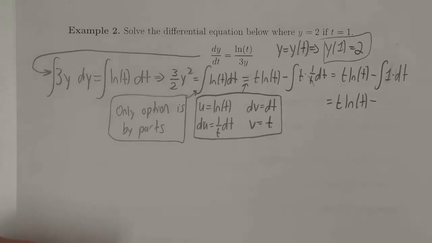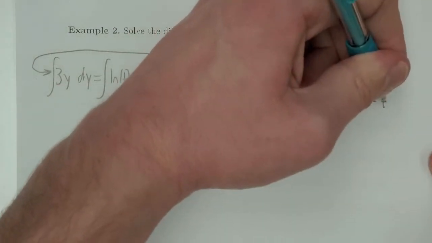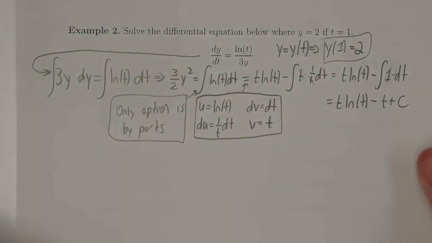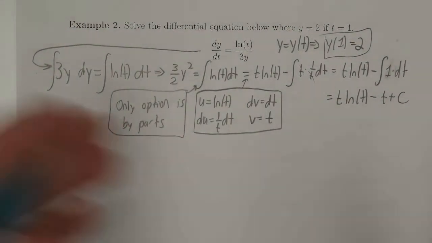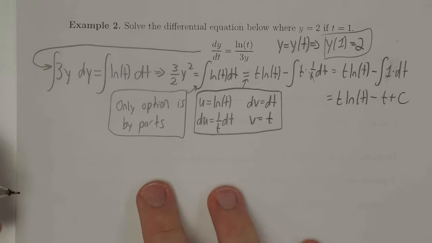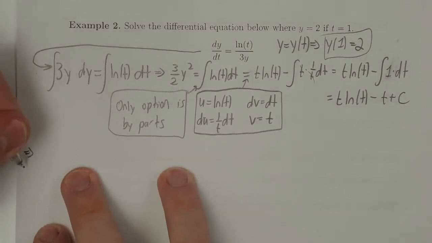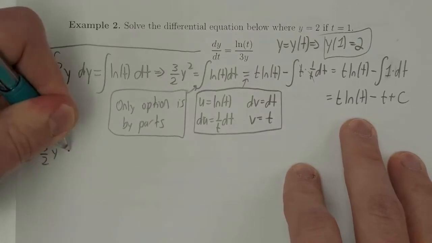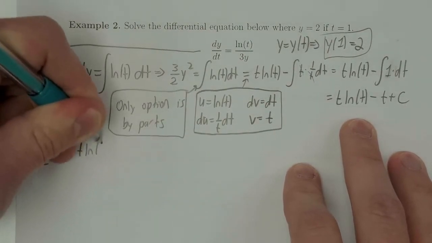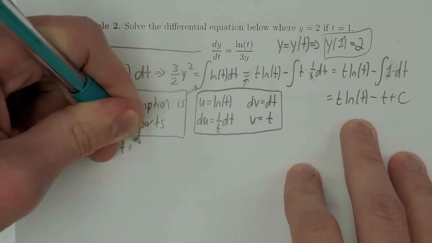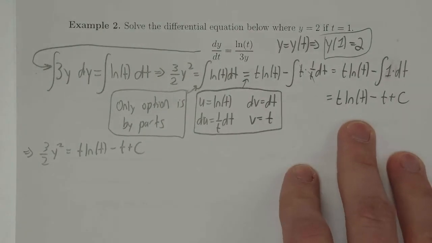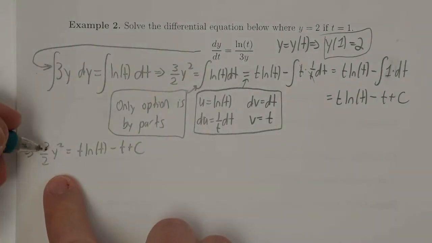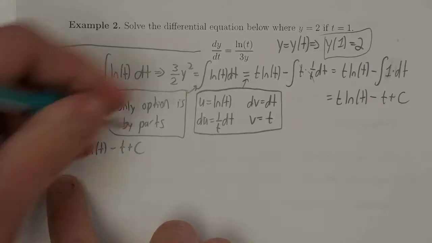Plus C, remember, plus C. Okay, so now let's put everything together. What this tells us is that we have 3/2 times y squared equals t times natural log of t minus t plus C. Now we're going to multiply 2/3 to the other side here.